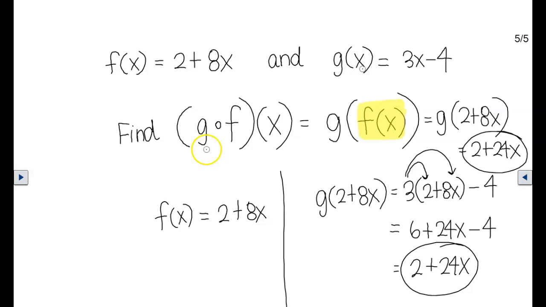So when you see it written this way using the little circle, it is still a composition problem and you can easily transfer it from this notation to this.